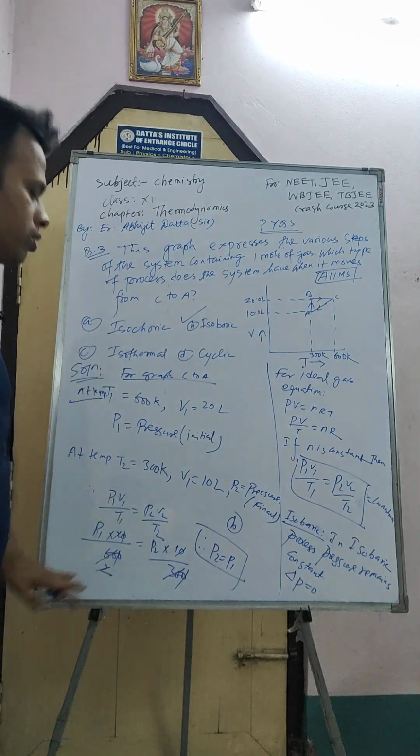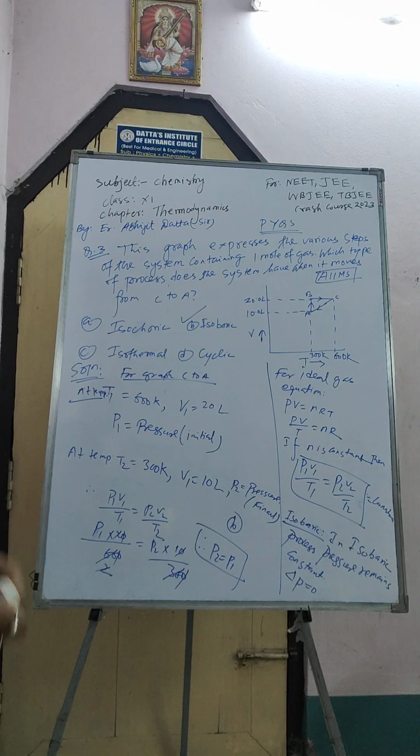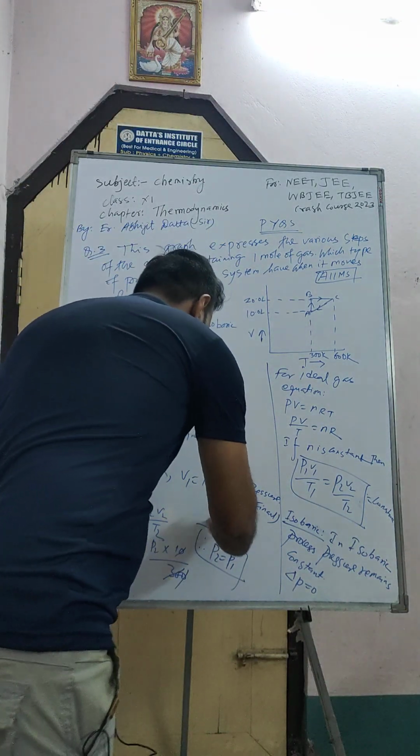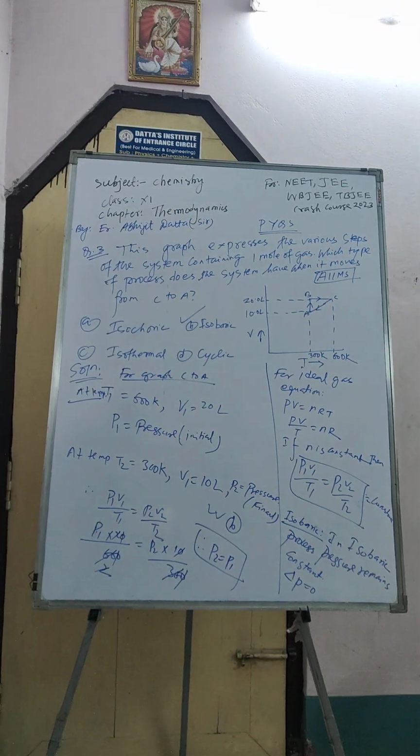After using this formula, we get P2 equal to P1. So P2 equal to P1, that is pressure remains constant. In which process? Isobaric process. So option B is the correct answer. Okay, option B is the correct answer. So let's move on to the next question.